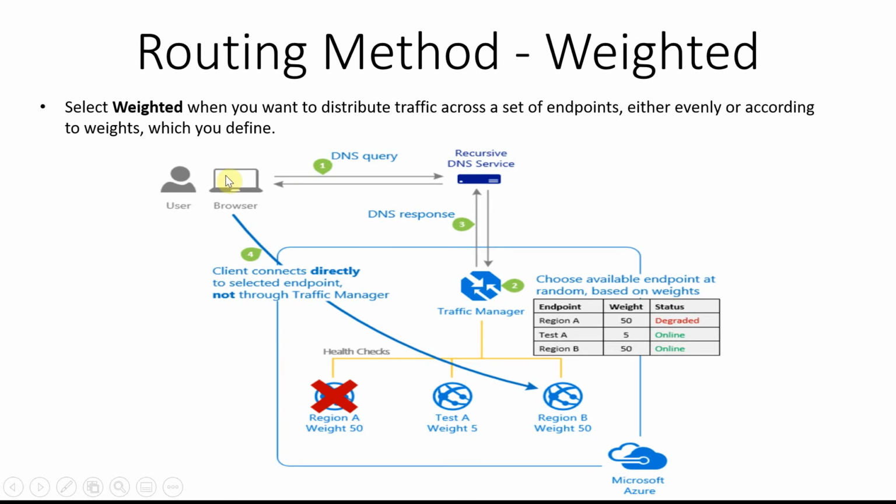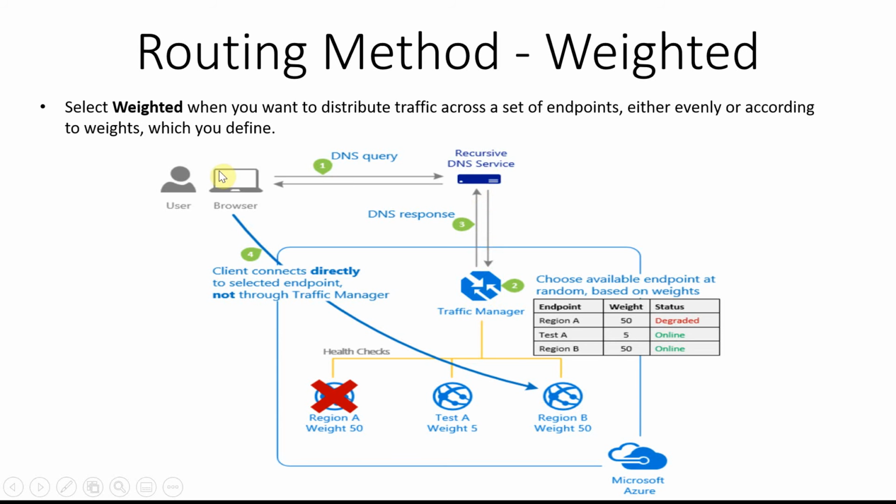So this is the intelligence that Traffic Manager is giving. When it has to make a choice to select one of these three, it will apply these rules and then pass the IP address, in this case, of B.